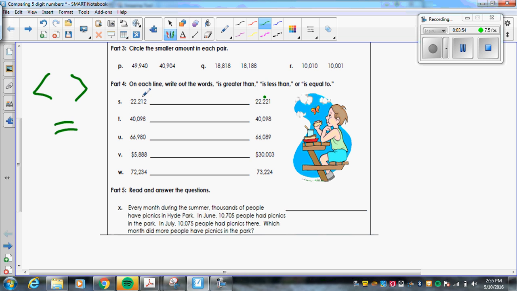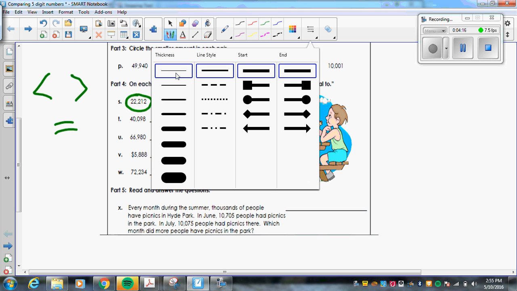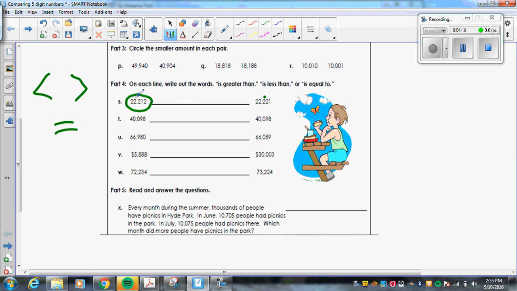Tens column. This one here, this number, has a 1 in the tens column. This number has a 2 in the tens column. Seeing as 1 is less than 2, this number here is the smaller number. And I suggest you circle the smaller number so you remember when you come to write it down. Now we can go into here, and if we know this is the lesser number, we could say 22,212. In fact, we could even write the less than symbol on there. That would make it easier.